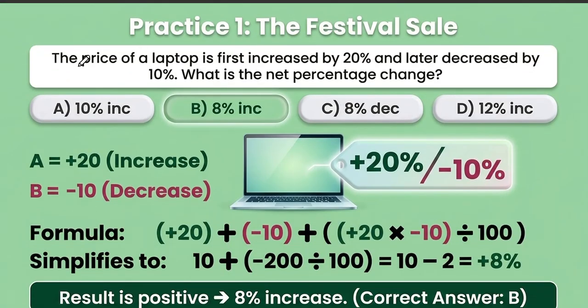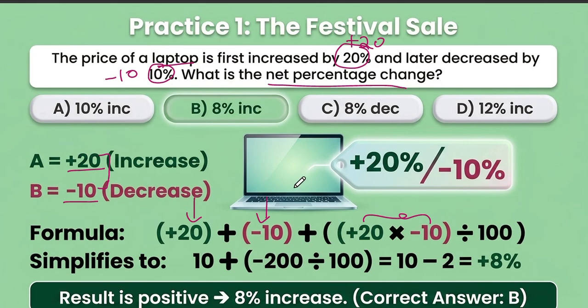The first question: the price of a laptop is first increased by 20%. Increased means it is plus 20, and later decreased by 10%. Decrease means minus 10. What is the net percent change? In the starting it is increased, so plus 20, after that decrease, so minus 10. So we will apply the formula: 20, plus minus 10, plus the multiplication of both values divided by 100.